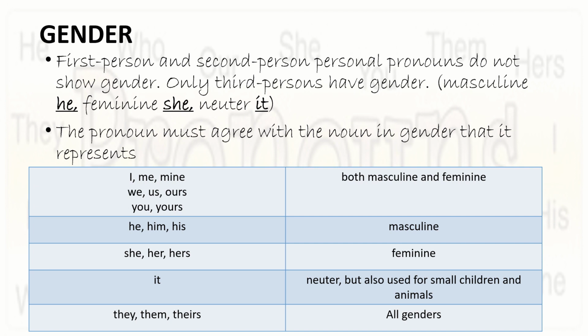For that, in common gender, if it is a male teacher: the teacher came, he taught us. If it is a female teacher: the teacher came, she taught us. Okay? So, here in gender, the pronoun must agree with the noun in gender that it represents. If the noun is in the feminine gender, the pronoun too must be in the feminine gender. In the same manner, if the noun is in the masculine gender, the pronoun must also be in the masculine gender.